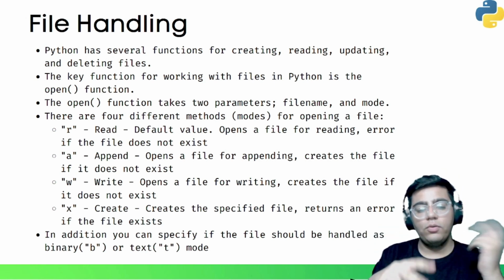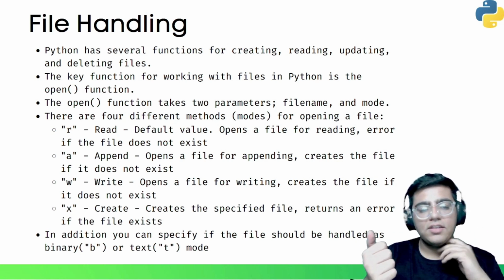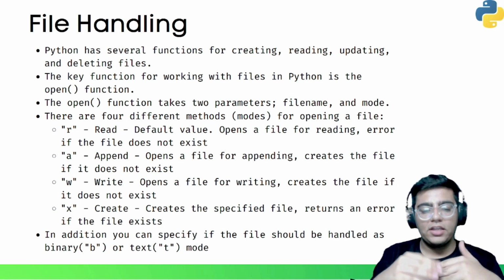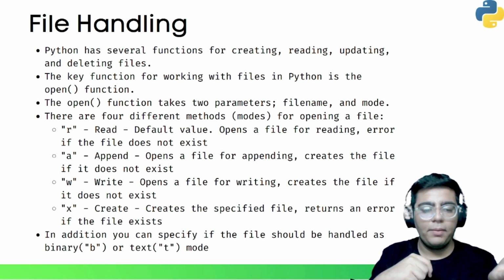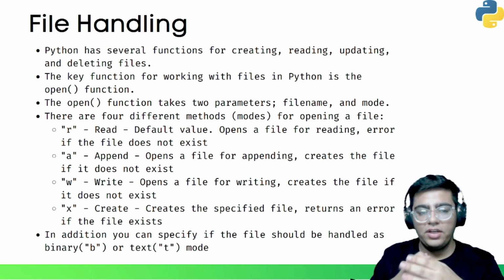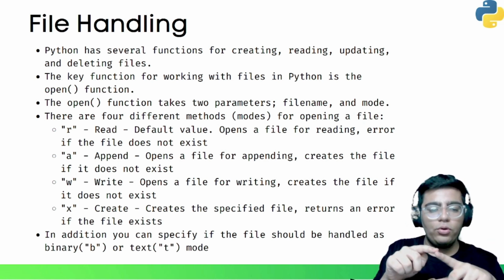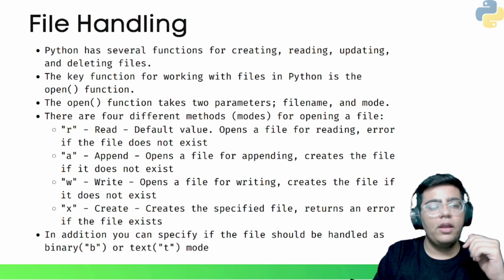You can also specify two other things, which are binary and text. So if you want the file to be read in binary mode or in text mode: if it's a picture, you usually use binary, and if it's text, you use text. So how you can mention that is you can use rt or at or wt or xt. It's optional, alright?